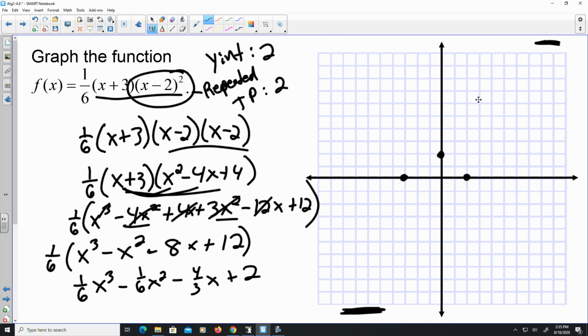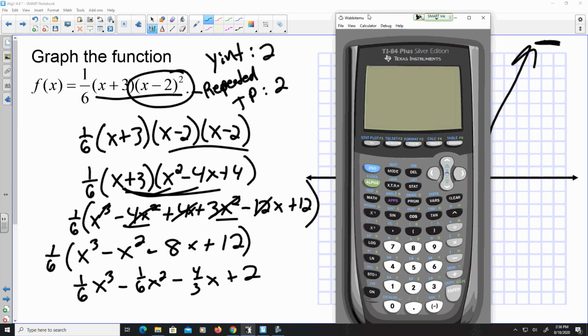So here is kind of what I believe this graph is going to look like. It's going to start down here, it's going to cross here, and then it's just going to touch right there, and it's going to come here. This is turning point 1, this is turning point 2, and this is how the graph is going to look. So just to give you an idea, let's see how close I was. Let's type this in.